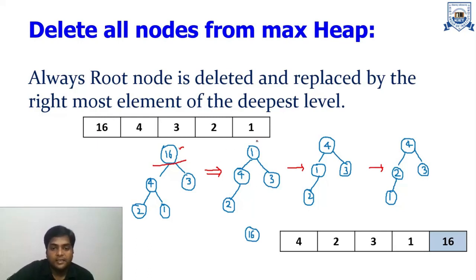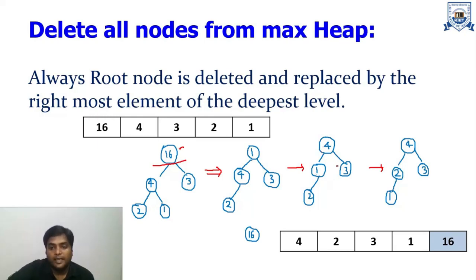Now we check whether it satisfies the heap property or not. If it does not satisfy the heap property, then we perform swapping of the elements. Here it does not satisfy the heap property, so we swap the values. 4 and 3 both have values greater than 1, so which element will be swapped with 1? That is the greater one, and 4 is greater than 3. So 4 will be swapped with 1. So 4 is here and 1 is over here.